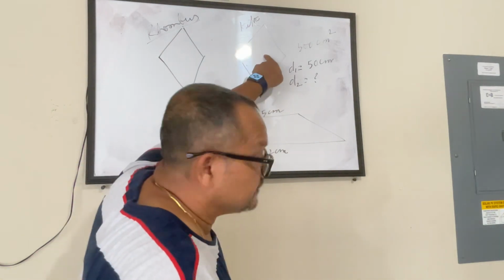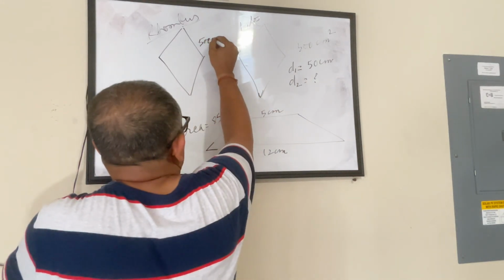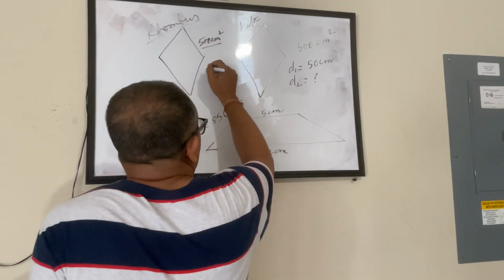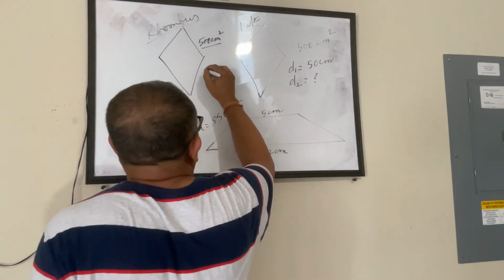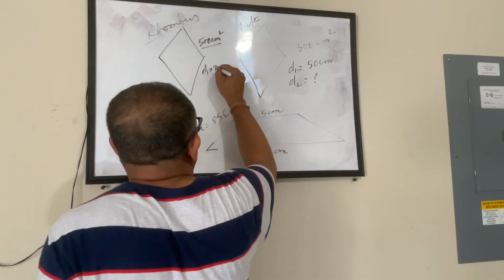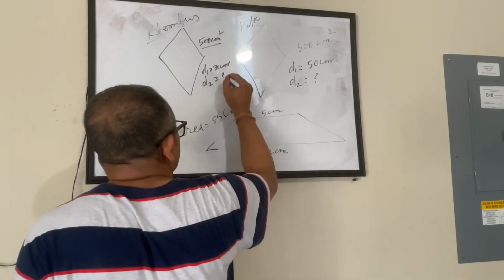I'm saying it's for the kite. And this guy also has the same area, 500 centimeters square. One of the diagonals of the rhombus is 30 centimeters. Find out the second diagonal.